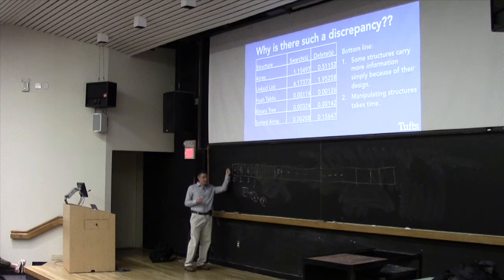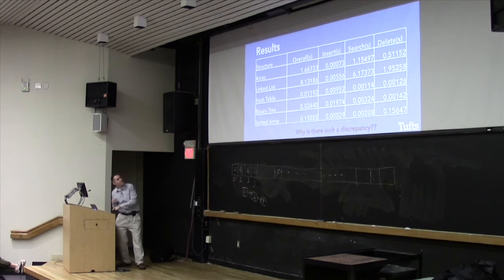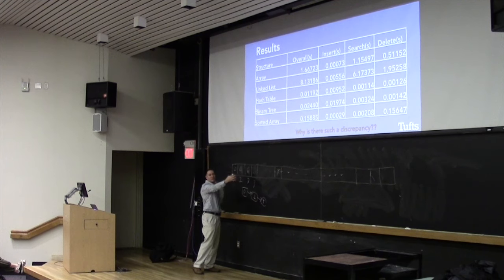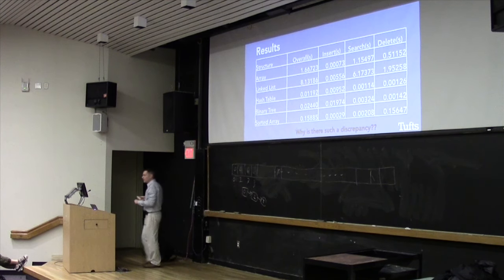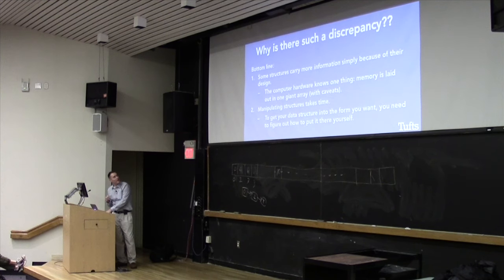Again, all the computer knows is that there's this one long array, and that's the bottom line. For some of your structures, like we said, inserting into a hash table is somewhat slow, right? Well, it's because you need to take this structure and then put your information into it in a certain way, and it takes a little bit of time to do that. You have to implant that information by manipulating it efficiently. So that's the discrepancy there. Bottom line, some structures actually carry more information simply because of their design. And that's really what we're talking about in data structures. We say, hey, design something that has information we can use effectively. And then it takes time to manipulate these things.